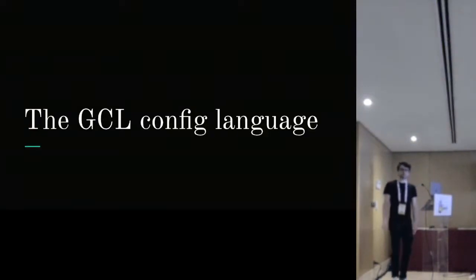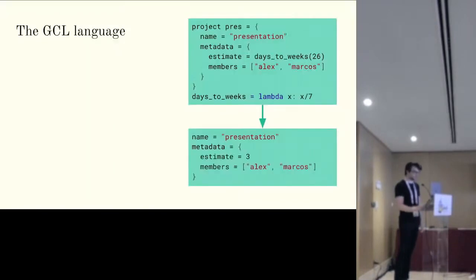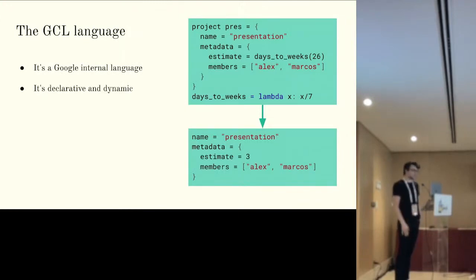I will go over the GCL language a little bit. We've heard the horror stories, but now we will see some of the actual code. The GCL language is a Google internal language, and that will be important for later. It is declarative and dynamic, and what that means is what you see is usually what you get at the end. It's not like you're calling a main function and it's going piece by piece.